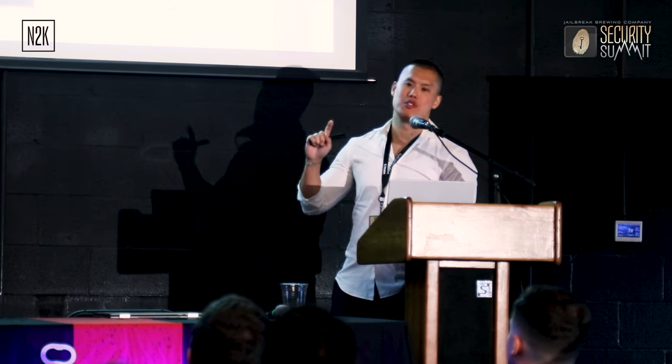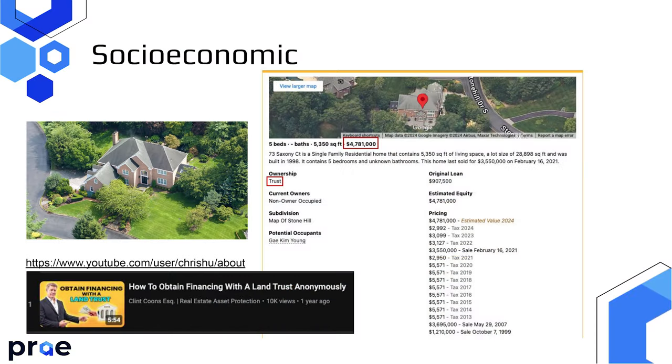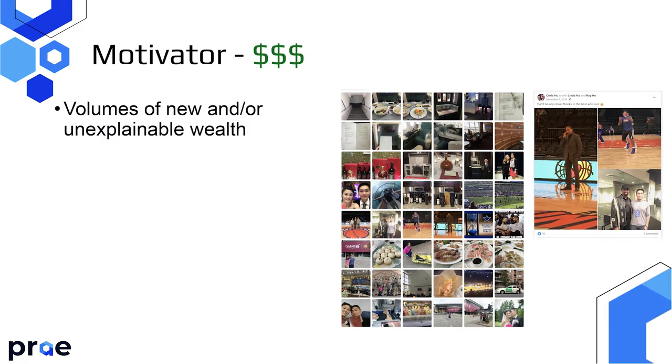So we looked at it from a socioeconomic perspective, and it turns out the husband had a YouTube account, and one of his favorite videos he loved to play was how to obtain financing with a land trust anonymously. Turns out this was the precursor for this guy buying a $4.8 million home. And if you can see here, the ownership there is a trust. There is no name, right? So from a motivator perspective, a lot of the social media content is focused on wealth. It's just volumes and volumes of new and unexplainable wealth.